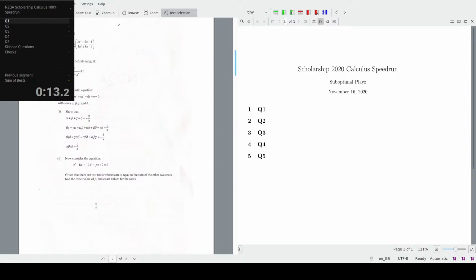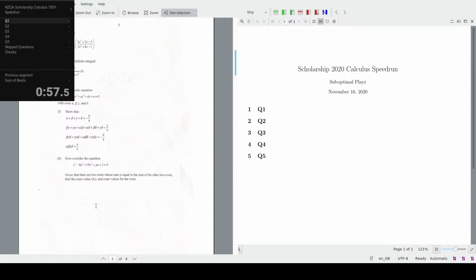So 1a is just the limit of (3x squared plus 2x minus 4) over (5x squared plus 8x minus 1), which is equal to the limit as x goes to infinity of (6x plus 2) over (10x plus 8), because of L'Hopital's, infinity over infinity. This is in turn equal to the limit as x goes to infinity of just 6 on 10, because of, again, L'Hopital's, infinity over infinity, which is equal to just 6 over 10.